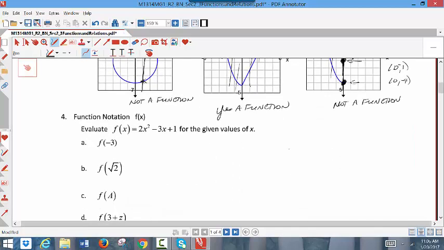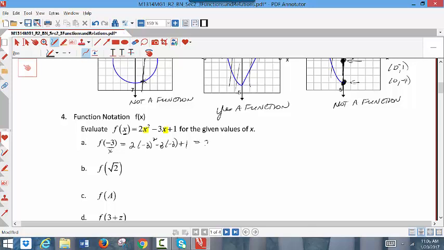Now we have this thing called function notation. We use this a lot in college algebra. It says evaluate f of x, this function, equaling 2x squared minus 3x plus 1 for the given values. Inside the parentheses is your x value. So all you do is take this x value and replace every x in the original equation with that number, in this case -3. So this would be 2 times (-3) squared minus 3 times (-3) plus 1.